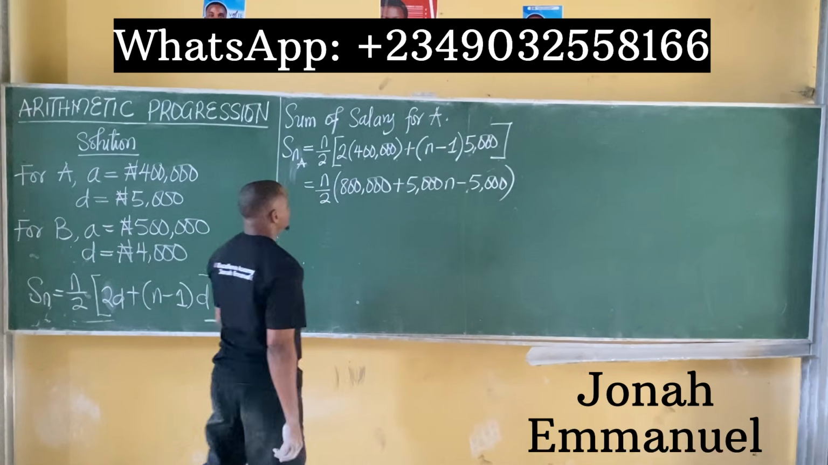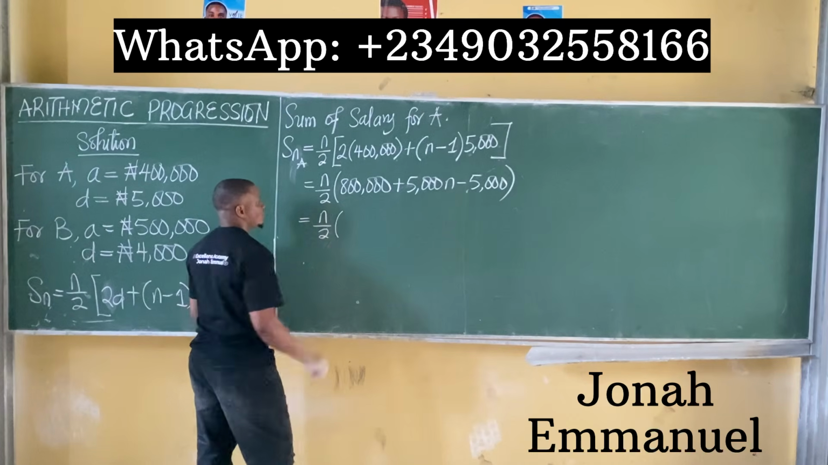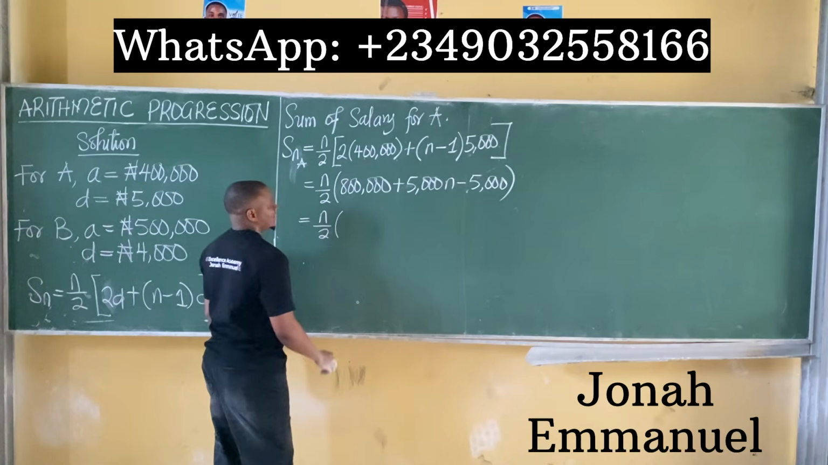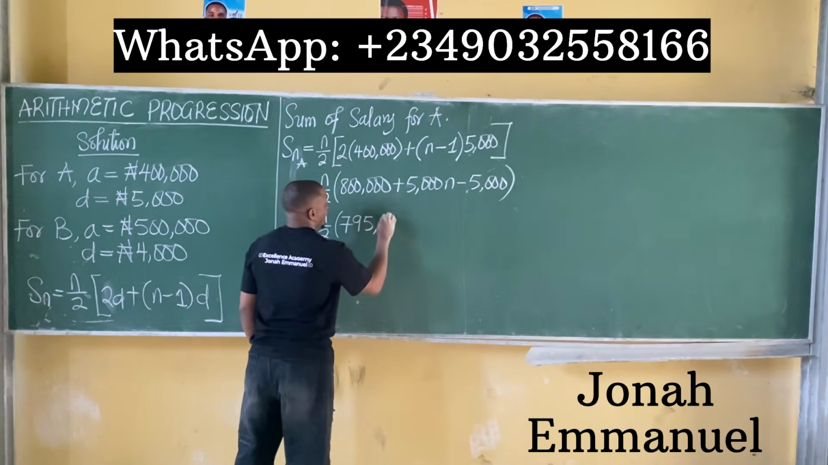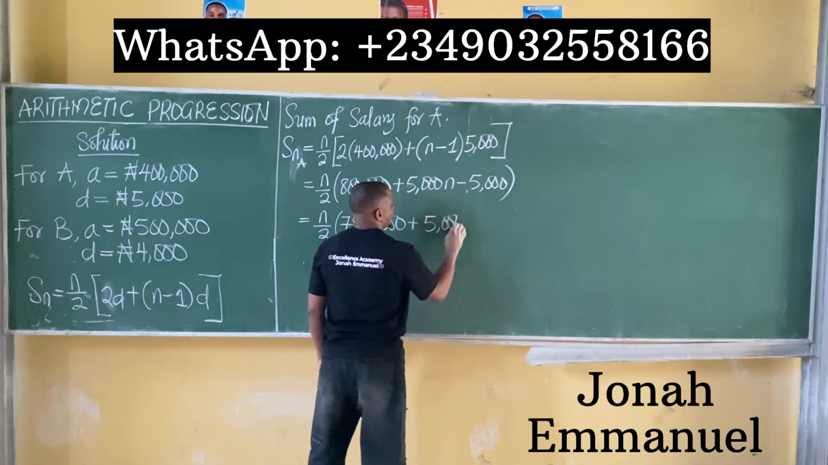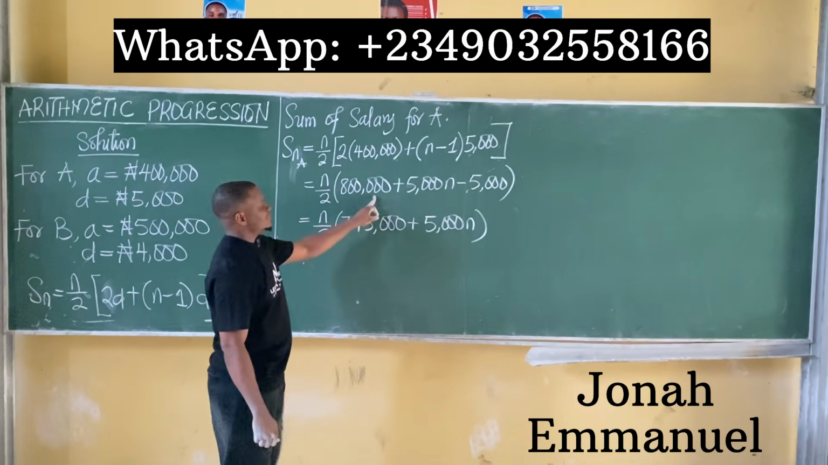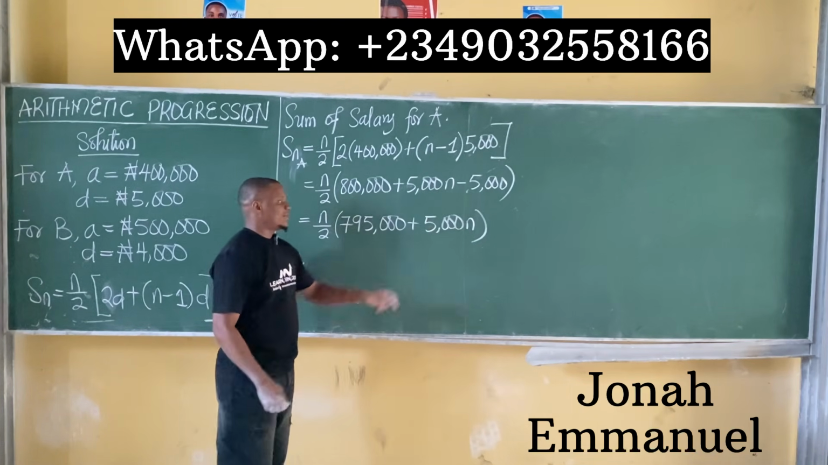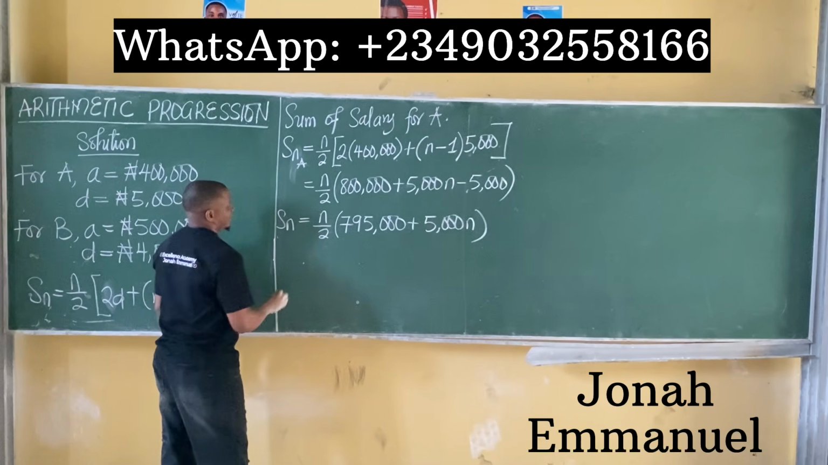So this is equal to n over 2 into 800,000 minus 5,000, which gives you 795,000, plus 5,000n. So this is for A. This is the sum of the salary for A.